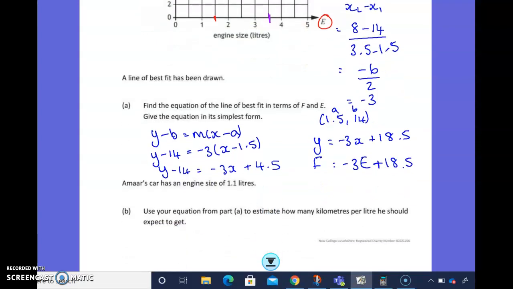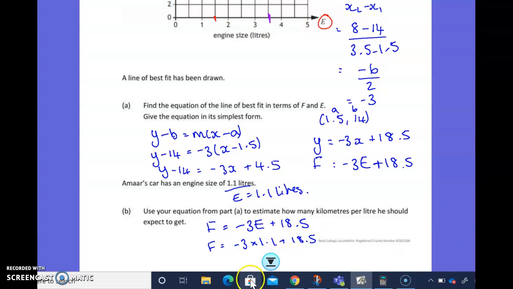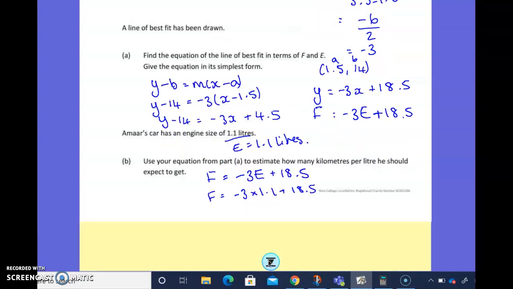Okay, part B. Mear's car has an engine size of 1.1 litres. So that means E is equal to 1.1 litres. Use your equation from part A to estimate how many kilometres per litre he should expect to get. The number of kilometres per litre is my F. My formula is F equals minus 3E plus 18.5. E is 1.1. So I get F is minus 3 times 1.1 plus 18.5.